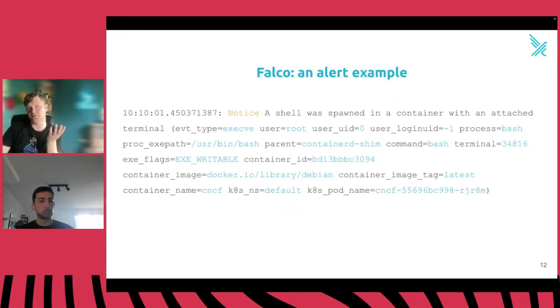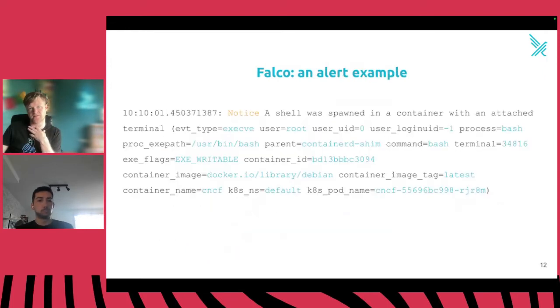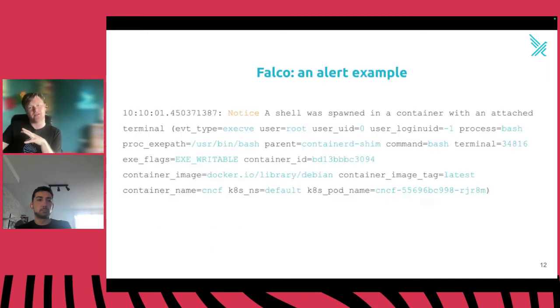So here's what the output will look like. We mentioned the shell into a container, so it was this one. The description is the first thing you see: a shell that's been spawned in a container. And we mentioned we injected a bunch of these different fields into the output. So here we see a shell was spawned. It says notice, but it should actually be warning as per the priority here. But either way, once you have that, you'll see the priority, the name.